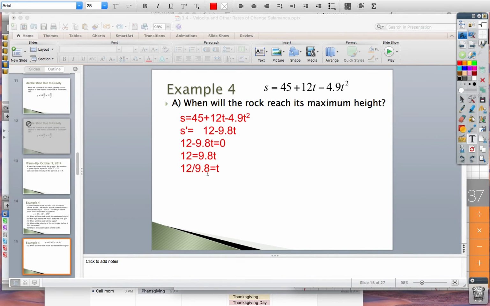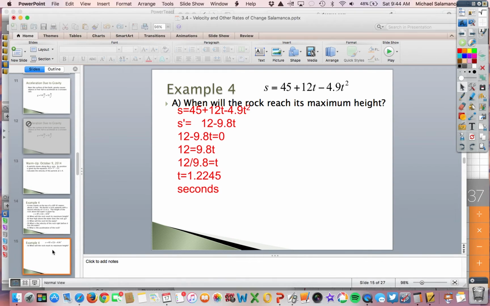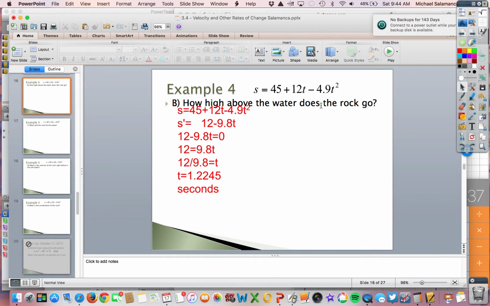So when it asks us how long does it take, we know that it takes 1.2245 seconds to reach its maximum height. Now looking at the next question, it's saying how high above the water does the rock go? Well, we know how long it took to reach its max.